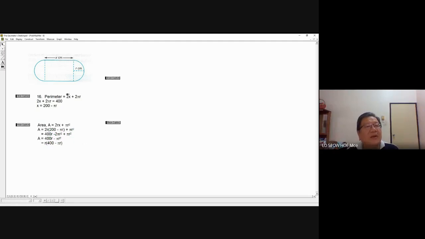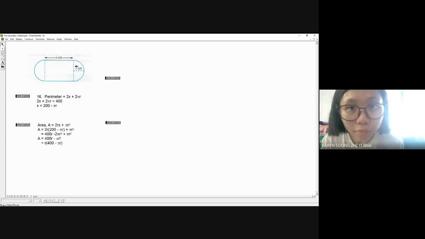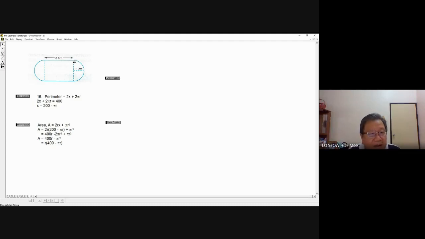Now the area is the area of the rectangle at the center, which has sides x and 2r. The radius is r, and the side here is actually the diameter 2r. So the area of the rectangle at the center is 2r times x. Now the two sides add together to form a circle, and the area of a circle is pi r squared. So the total area is 2rx plus pi r squared.